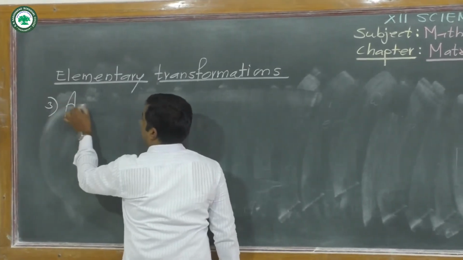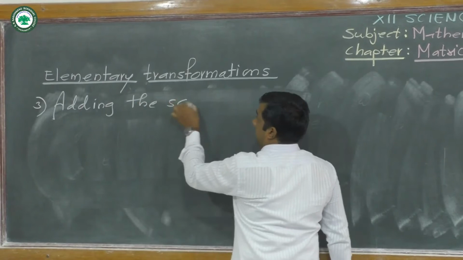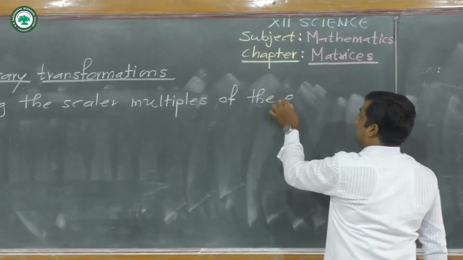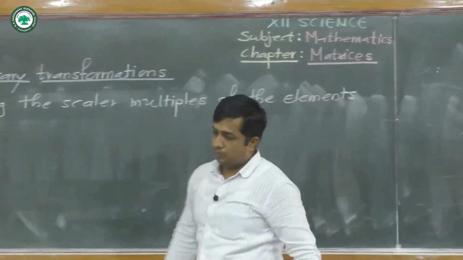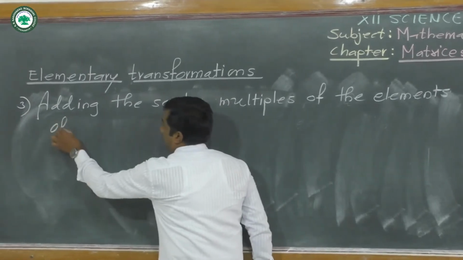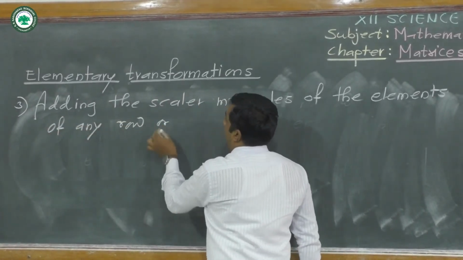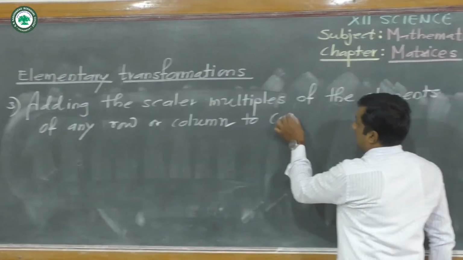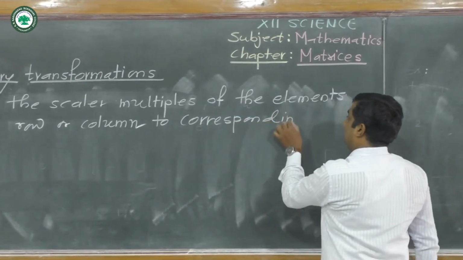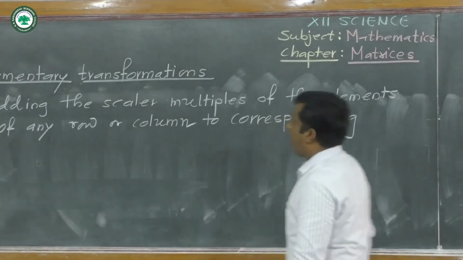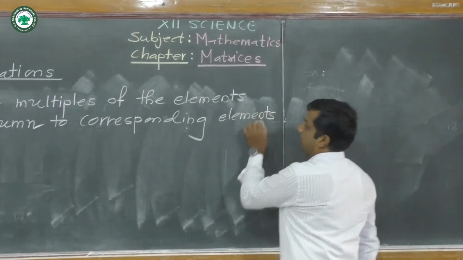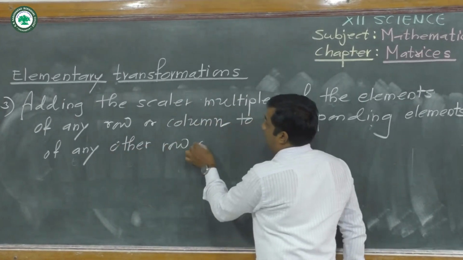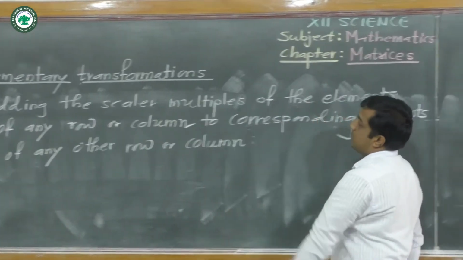Adding the scalar multiples of the elements of any row or column to corresponding elements of any other row or column. Now this part is very important.